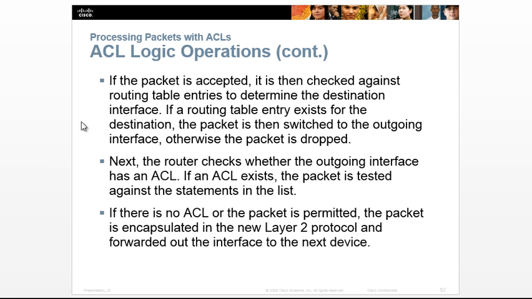If it is accepted, it is checked against routing table entries to determine the destination. If a routing table entry exists, the packet is switched to the outgoing interface. Otherwise, it's dropped. So remember, if we don't have anywhere for it to go, these ACLs don't matter. Once it's assigned to that interface, the router checks to see if there is an outgoing interface ACL on that interface. If it exists, it's going to be tested against it. If there is no ACL or the packet is permitted, it is encapsulated in a new layer 2 frame and forwarded out that interface.